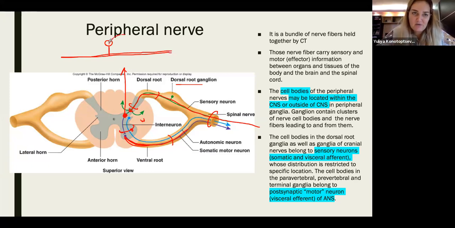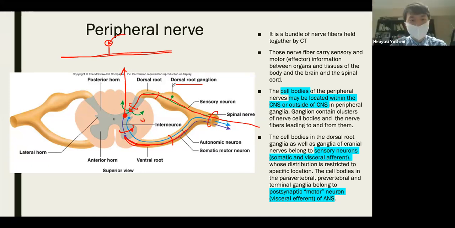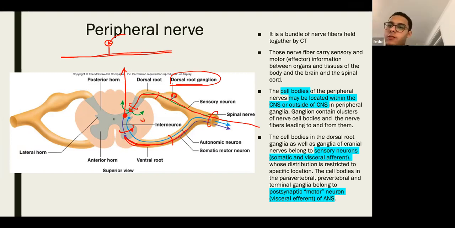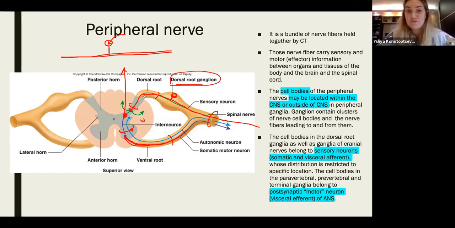Where is the cell body of the sensory neuron? Dorsal root ganglion. Very good. You can see there is this thickening in the root. It's called the dorsal root ganglion. What do we have here? The cell body of the sensory neuron. Where is its axon? On both sides, very good. It is where the spinal nerve is, and where the dorsal root is as well. It is one long axon, so you can see it's on both sides.